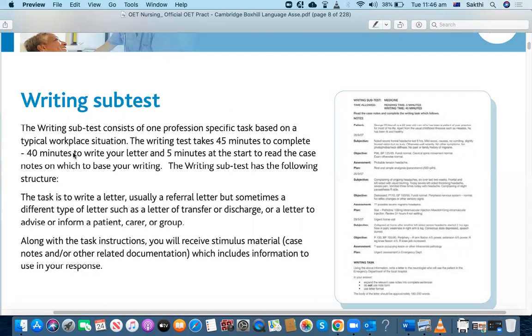Let's start straight away. As far as the writing subtest of the OET examination is concerned, it is going to be specific to the occupation. I mean, if you are a nurse, you are going to act as a nurse who is going to write down a letter to someone else. All right, so it is going to be specific to your profession.